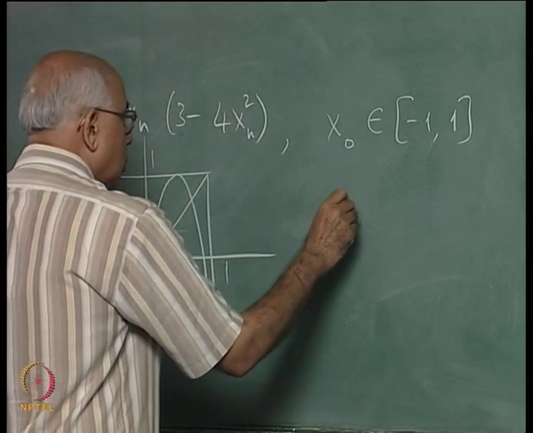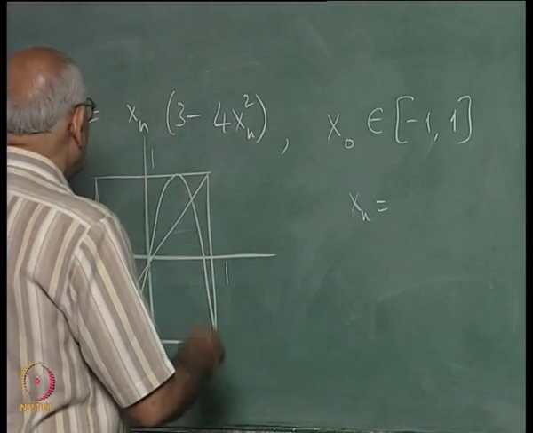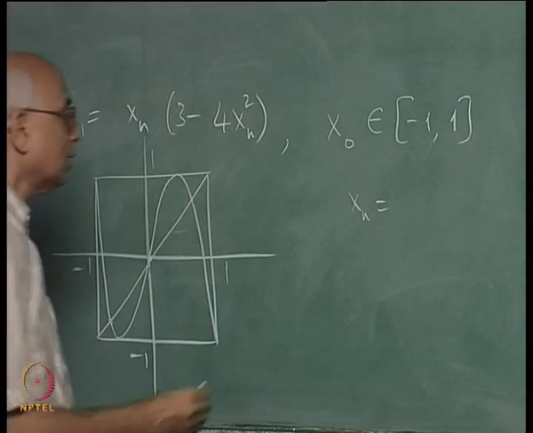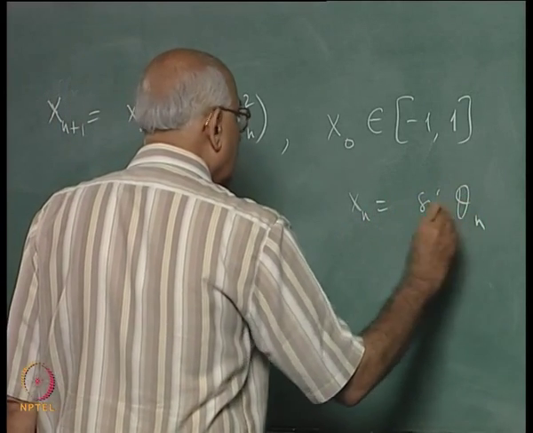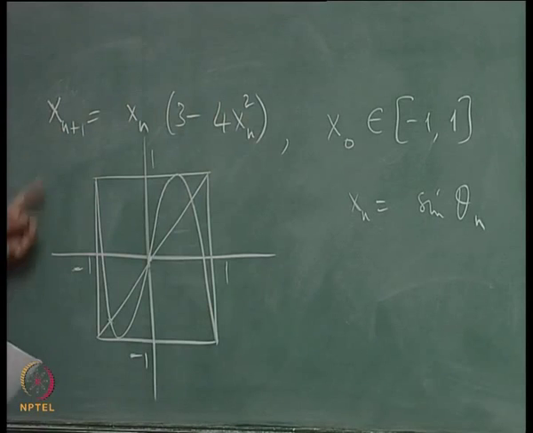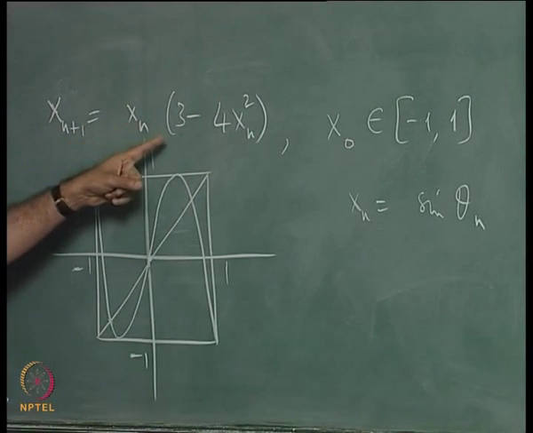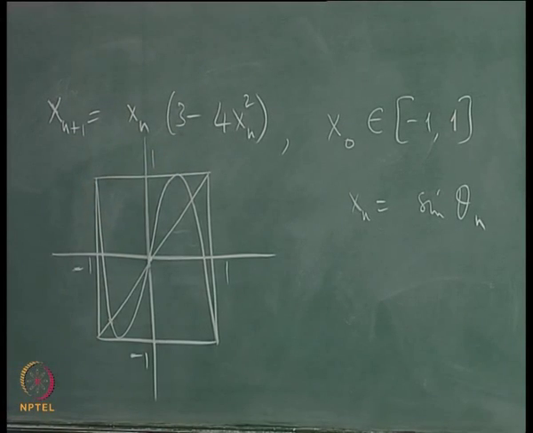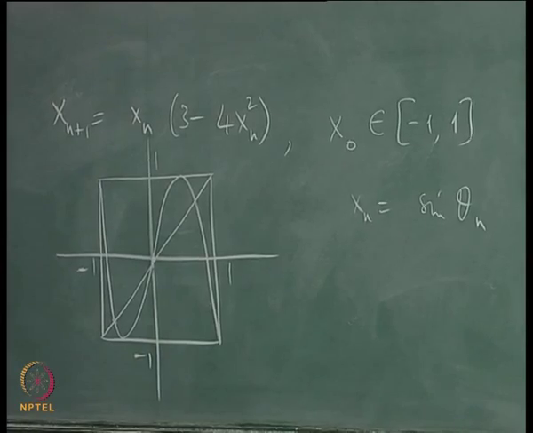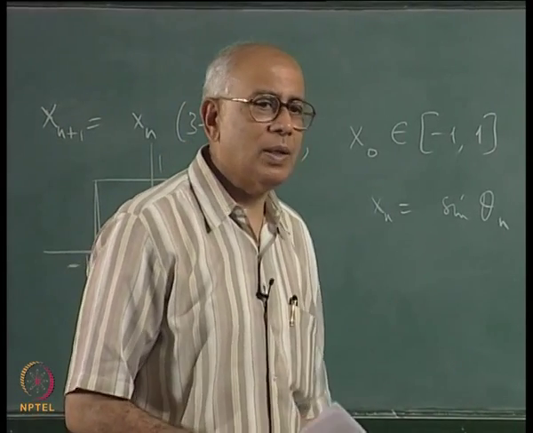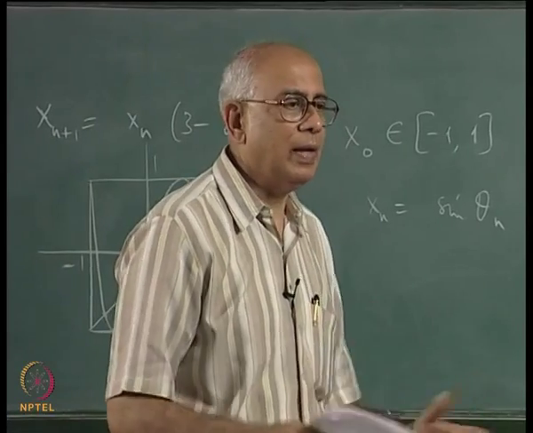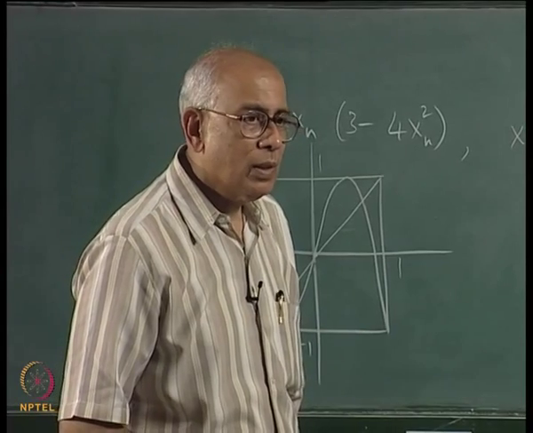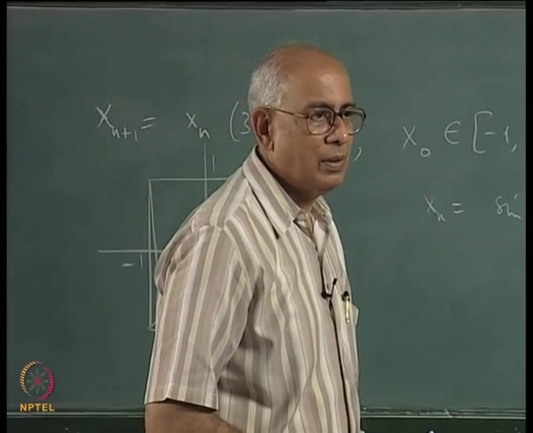All you have to do is put x_n equal to some trigonometric function, sine or cosine or whatever it is. So you put sine theta_n, and then you discover that you have a formula for sine of 3 theta in terms of sine theta here, and it says that theta_(n+1) is 3 times theta_n, and therefore theta_n is 3 to the power n times theta_0, and that is like the Bernoulli shift in this theta variable.